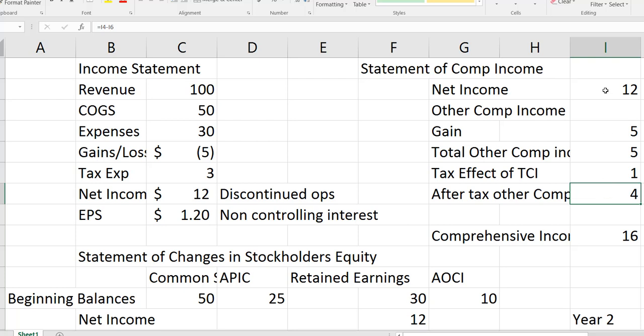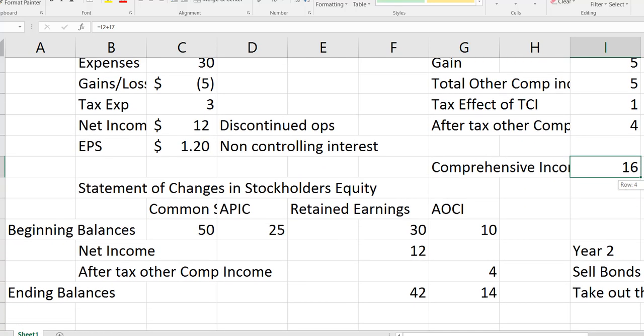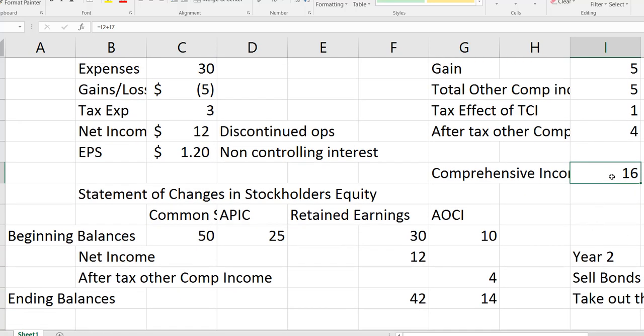That number plus our original net income. So this is all just other comprehensive income. So net income, other comprehensive income, then comprehensive income. So that net income, other comprehensive income, and comprehensive income, 16. 12 plus the 4 equals the 16. All right. Those numbers are going to flow into our statement of changes in stockholders' equity.